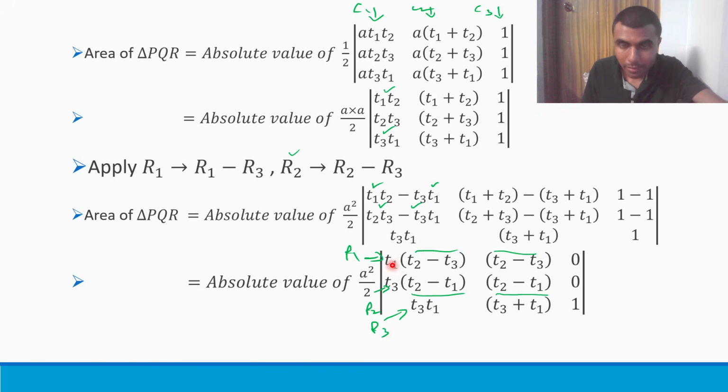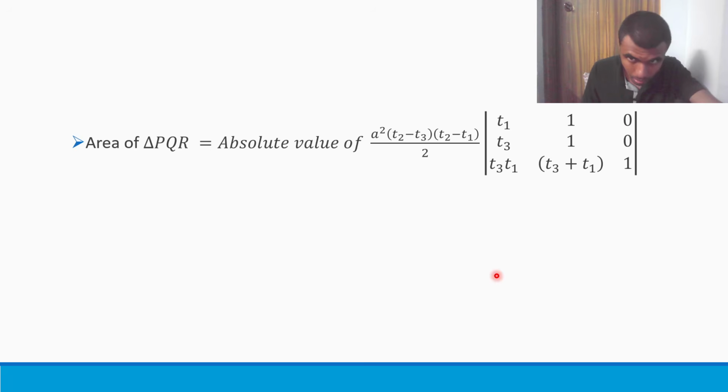T1, 1, 0. You see, because if this is taken out, only T1 is left. If this is taken out, 1 will come. If this is taken out, T3 will remain. If this is taken out, 1 will be there, because T2 minus T1 is nothing but T2 minus T1 into 1. If that is taken common, 1 will remain. Okay, fine. We are coming to the end, guys.